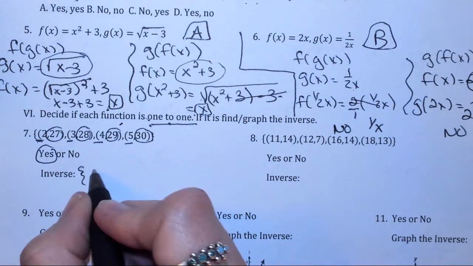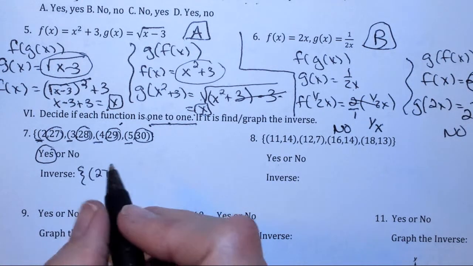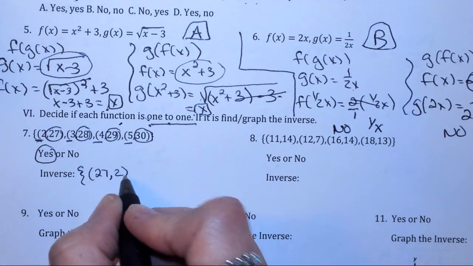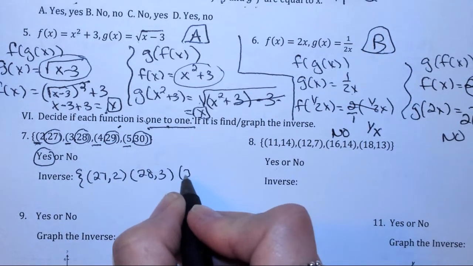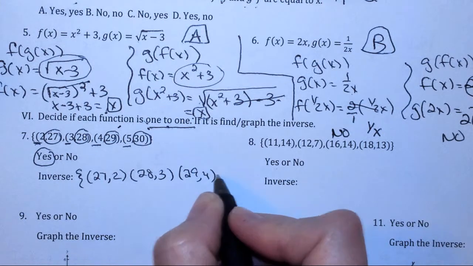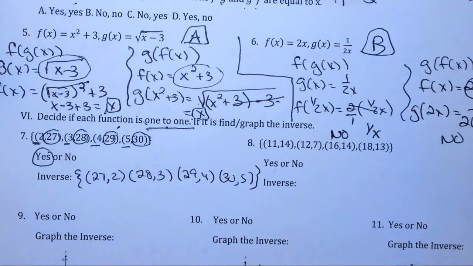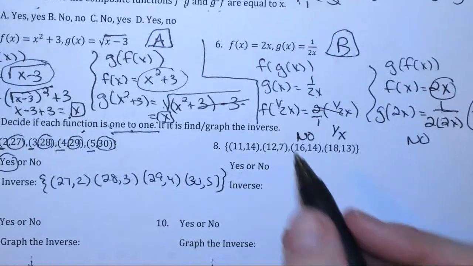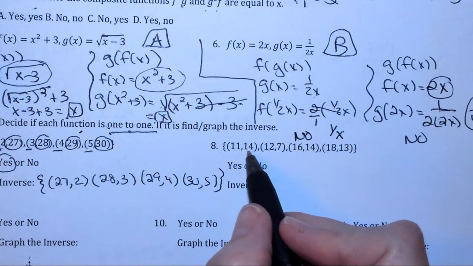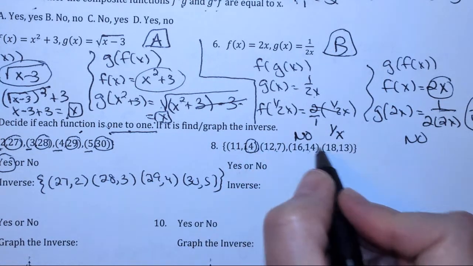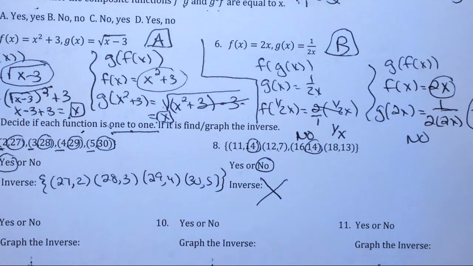To find the inverse, I'm simply going to take the x and the y and switch them. So 27, 2, 28, 3, 29, 4, and 30, 5. And that's it. Okay, same thing with number 8: 11, 12, 16, 18. So it is a function. 14, 7, 14. See how these repeated? So it's not 1 to 1, so I don't need to go find the inverse.